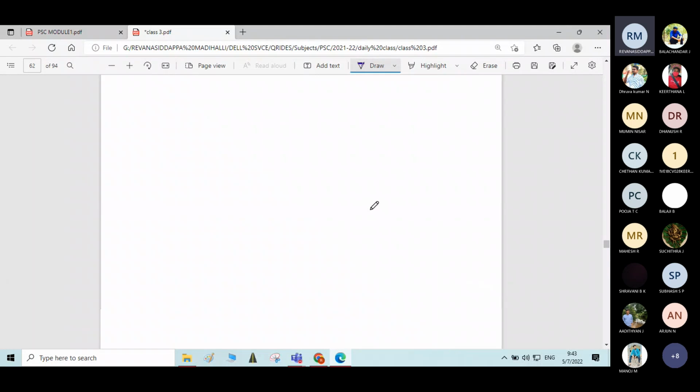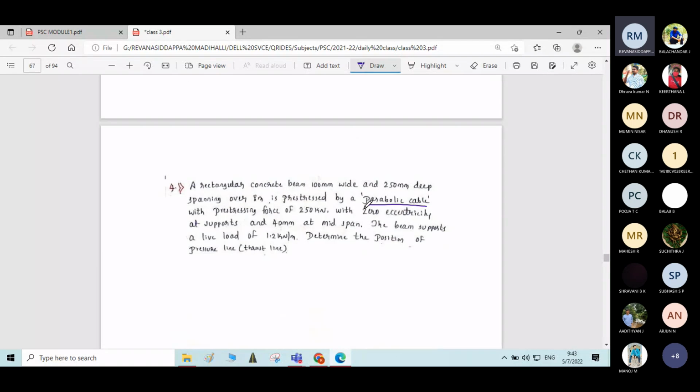So in this problem, the cable profile is parabolic. We cannot use this e is equal to M by P formula. So we have to use the conventional method. Conventional method means we first prepare the stress distribution diagram, then locate the centroid of the stress distribution diagram. Then joining the centroids at support, quarter span, and mid span, you will get the profile of the thrust line or the pressure line.